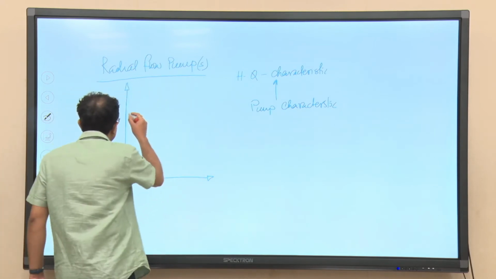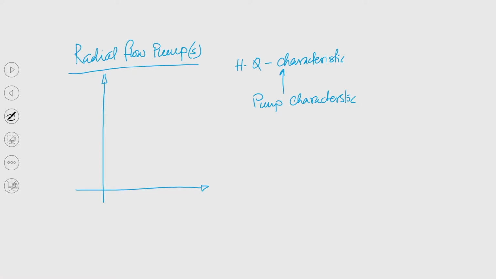We have seen that we should look for a characteristic wherein the curve has a continuously drooping nature. So, with increasing Q, if this is the Q axis and this is the H axis, there will be a gradual reduction in the head developed by the pump. So, this is the pump's own characteristic.